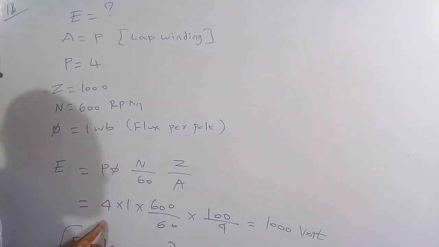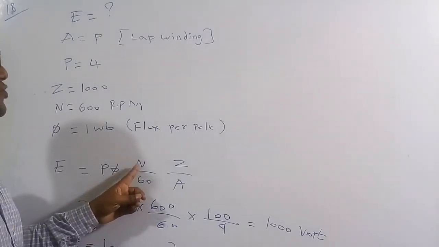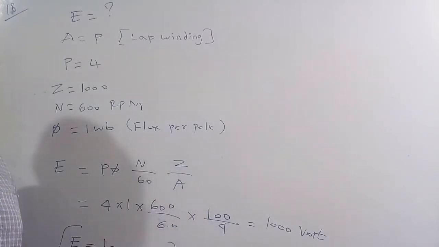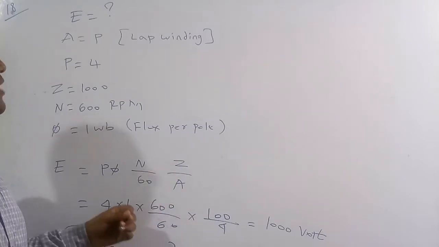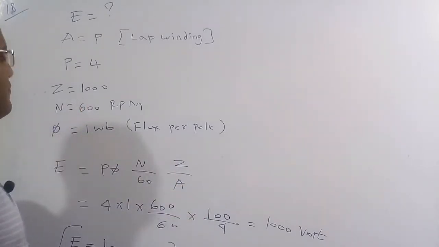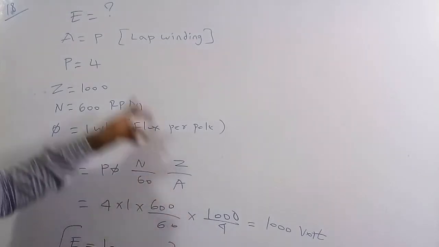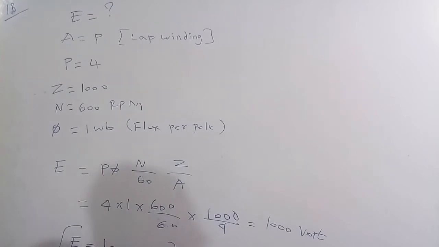So P is equal to the number of poles, which is 4, and the flux is 1 Weber, and the speed at which it rotates is in terms of RPM, number of rotations per minute. So 600 by 60 into Z, the number of armature conductors, which is 1000, and the number of parallel paths is equal to the number of poles, which is equal to 4. If you solve this, finally we are going to get 1000 volt as the correct solution of this question.